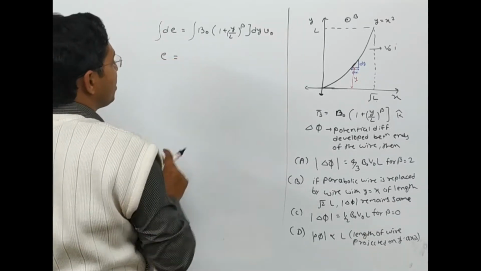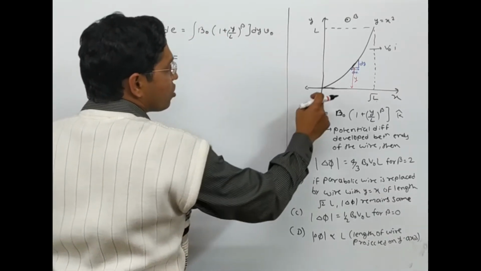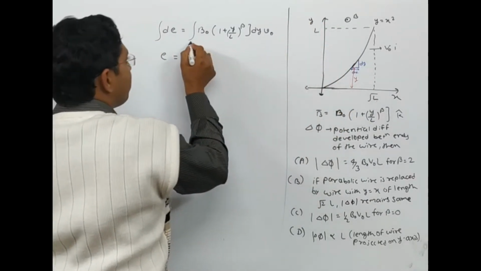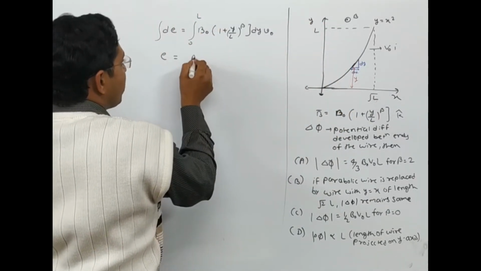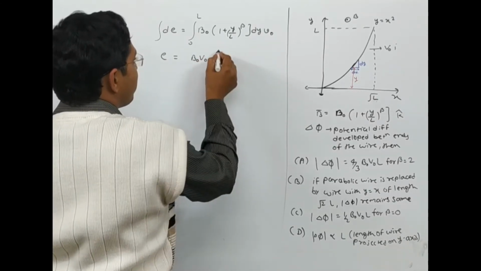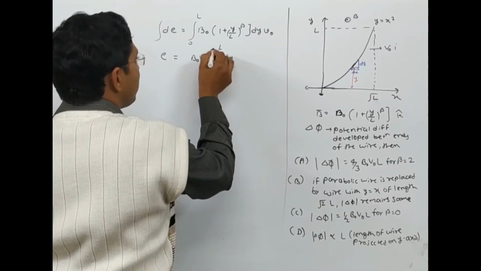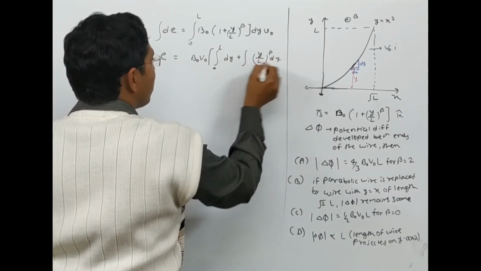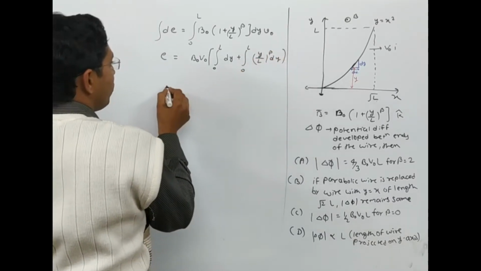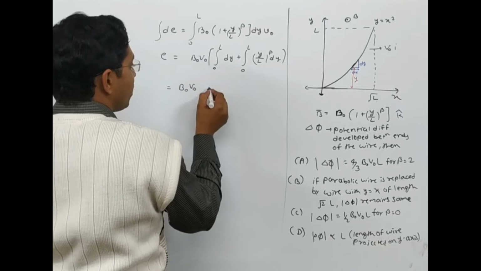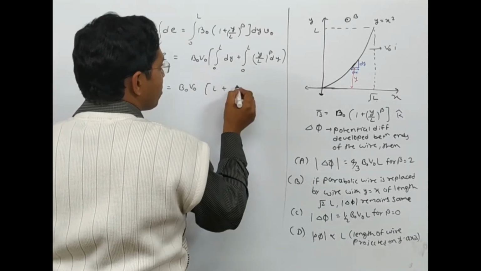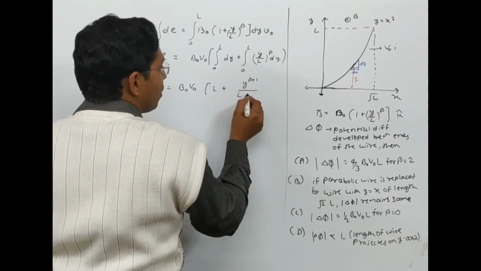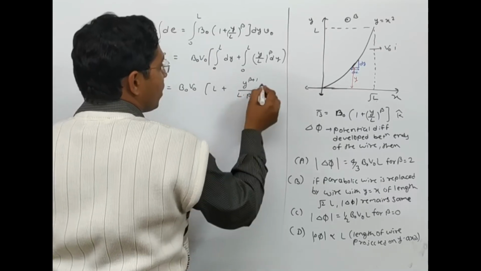What will be this integration? This is going to be E, and the integration goes over y from 0 to L. So if I solve this, it is going to be B naught V naught times the integration of dy from 0 to L, plus the integration of (y by L) raised to beta dy from 0 to L. Now how much will this be? This is B naught V naught in bracket L plus, this will be y raised to beta plus 1 upon L raised to beta, divided by beta plus 1, where it is ranging from 0 to L.